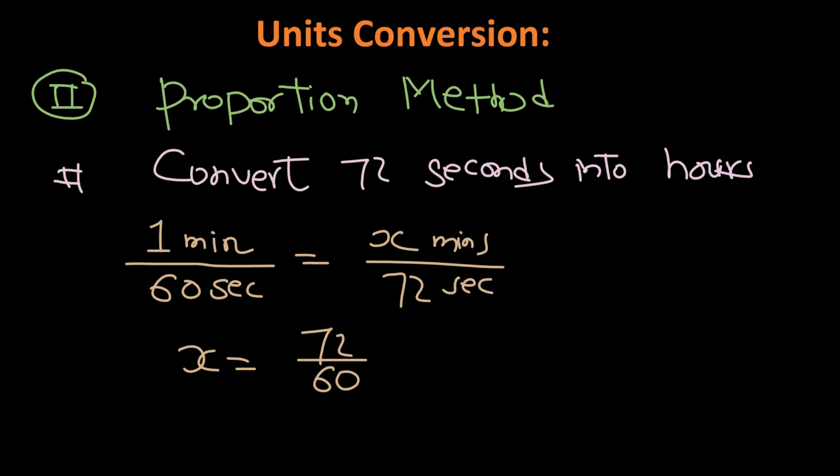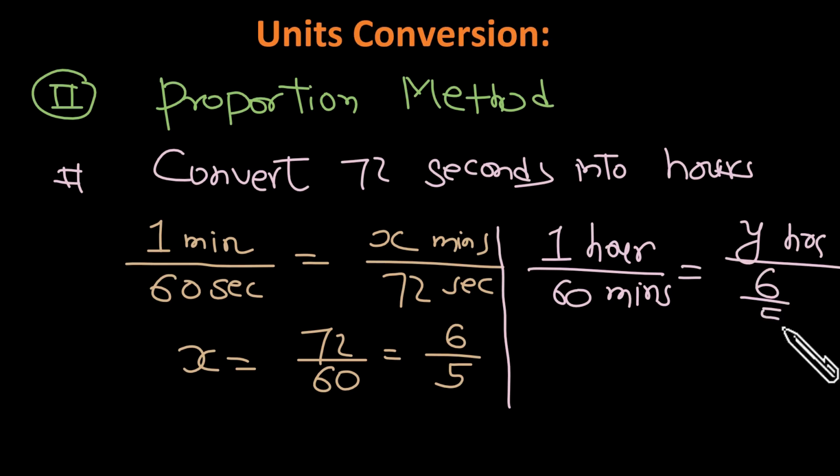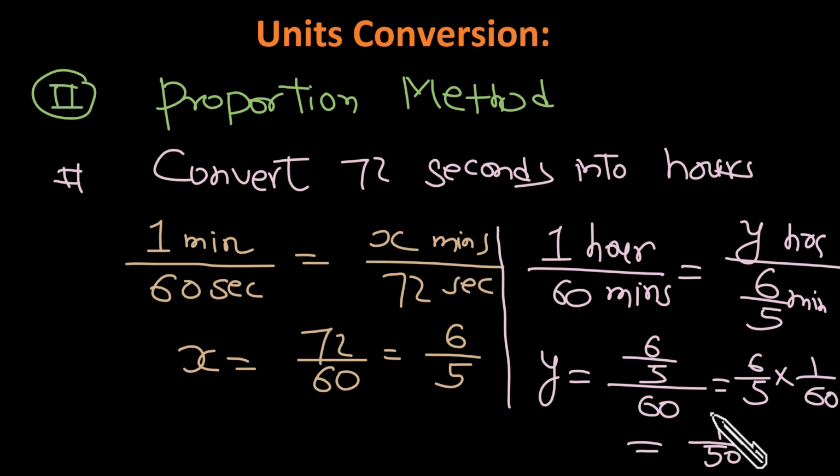Now cross multiply and use simple algebra to get the value of x and reduce to get 6/5. You don't have to reduce if you want to do all the math in the final step, which is actually what I recommend. Now write another proportion to convert minutes into hours. You know that 1 hour is equivalent to 60 minutes. Then how many hours is equivalent to 6 over 5 minutes? Solve for y and get your answer. As you can see, we got the exact same answer using this method.